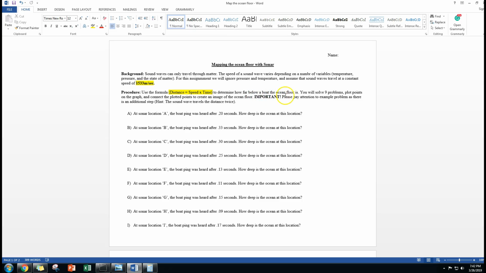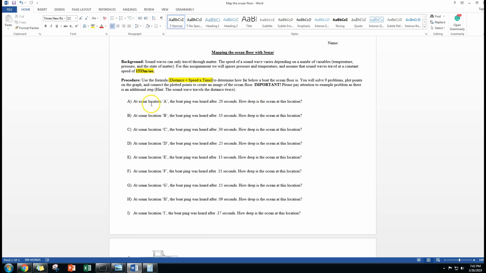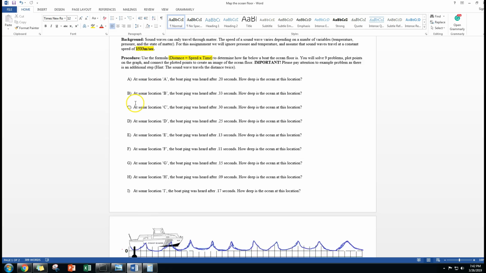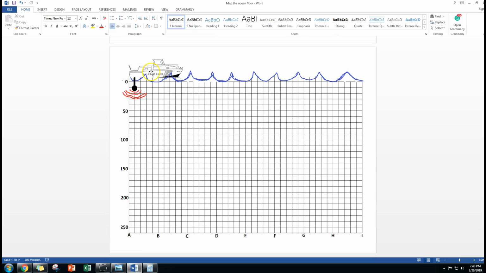Okay, important right here. It says please pay attention to the example problem, as there's an additional step that's not included in this formula. And I'll show you that here as we do this first problem together. Let's see if I can get fancy and actually draw on my screen. Okay, so you'll notice that A, B, C, D, E, F, G, all the way down to I is referencing sonar location. So basically what that is as a boat is moving across the water, in different spots along the water, it's going to make a noise or a ping. I'm sure you've heard a submarine make that noise before.